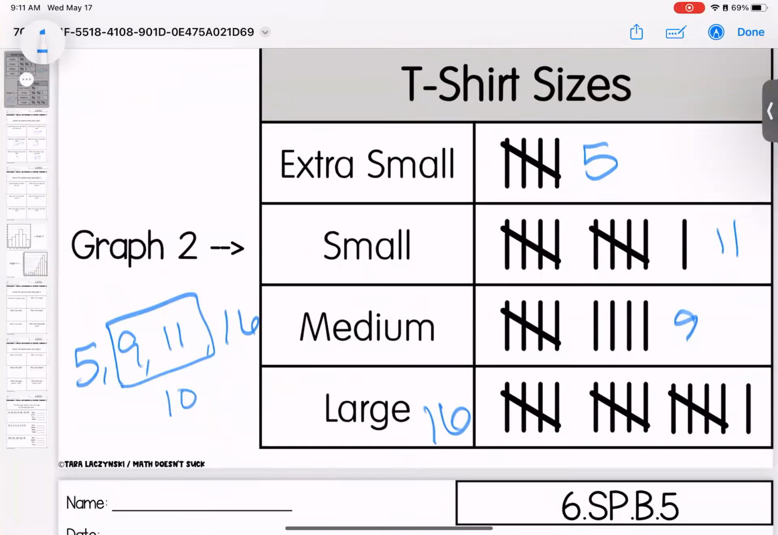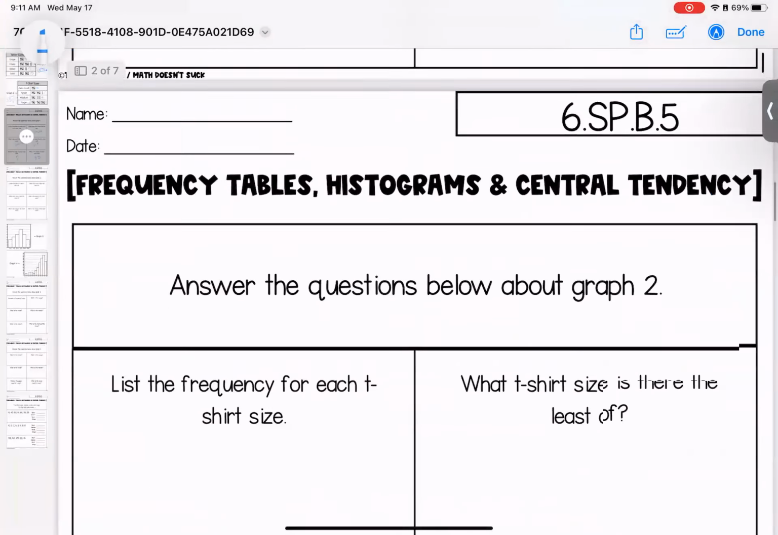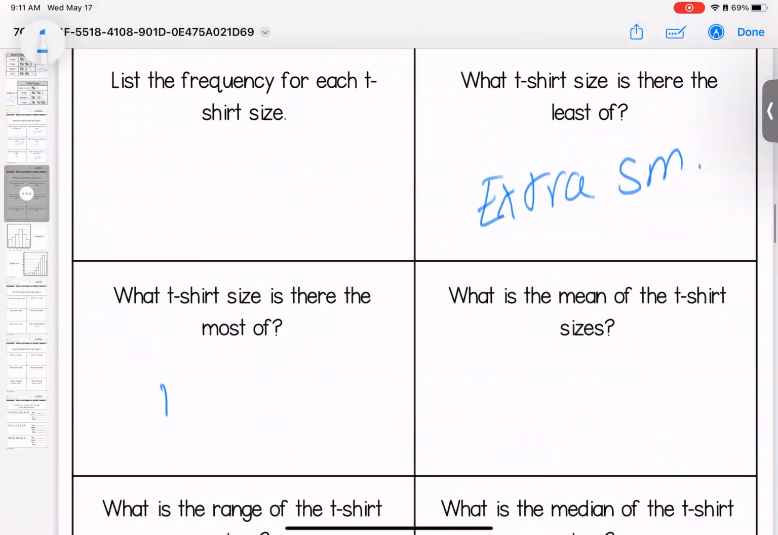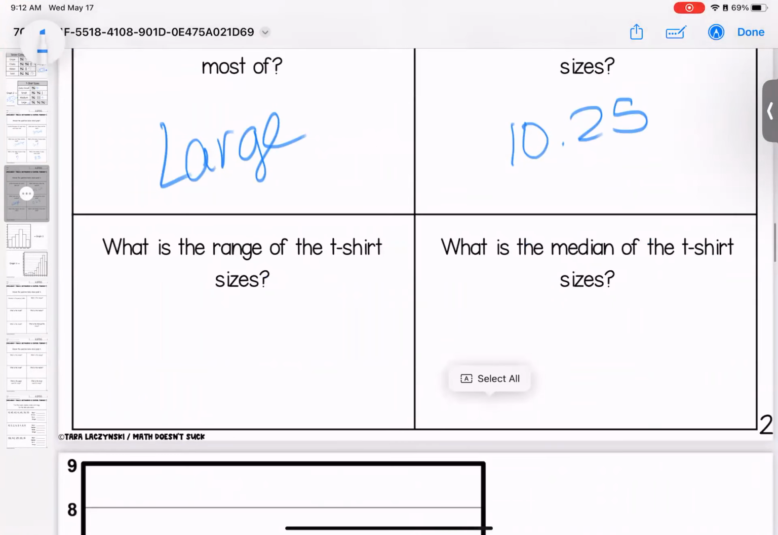So putting those on the page for you. We talked about the frequency. The least was the extra small. The most is the large. The mean is 10.25. The range was 11 and the median was 10. Questions, as always, go ahead and bring them to class.